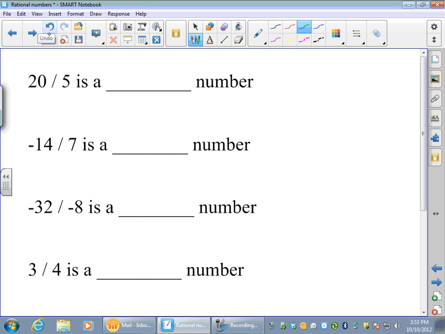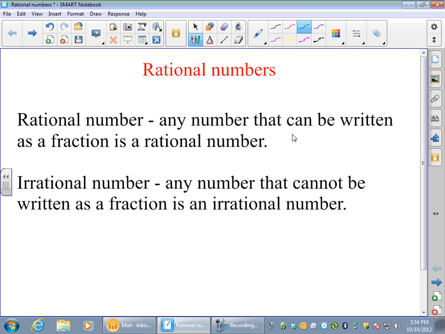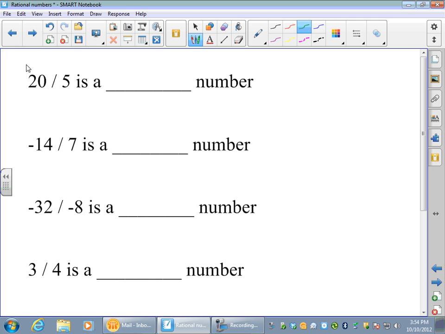Okay, so let's look at these. Remember, the definition of rational was any number that can be written as a fraction. So when I look at these, this is a fraction, so that's rational. That's a fraction, that's rational. That's a fraction, that's rational. That's a fraction, it's rational. But let's look at what these are actually equal to.